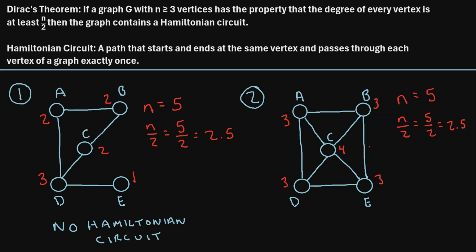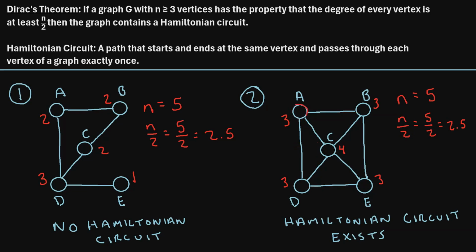Alright, so when we do that, we'll find that each vertex does indeed have a degree greater than 2.5. So that means a Hamiltonian circuit must exist in this graph. Now, as an example of a potential Hamiltonian circuit, consider if we started at vertex A, and then we traveled to B, then E, D, C, then back to A. This is an example of a Hamiltonian circuit where we touch every vertex exactly once and we start and end at the same vertex. And that's just one example of a Hamiltonian circuit.